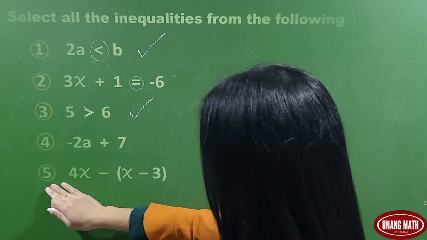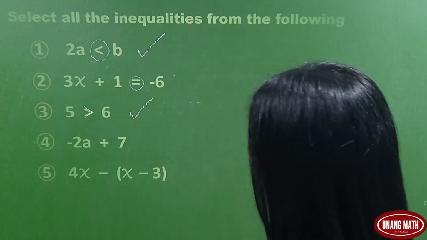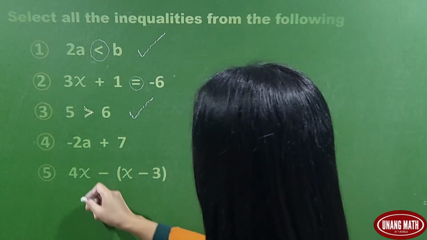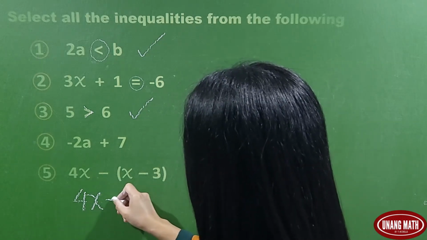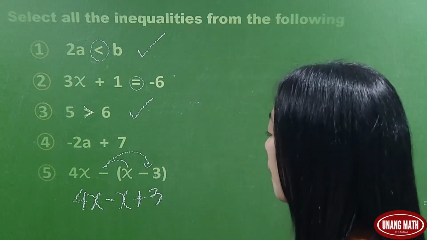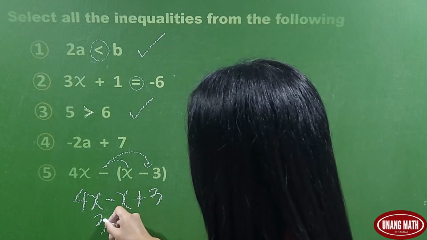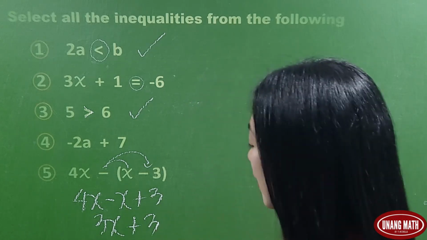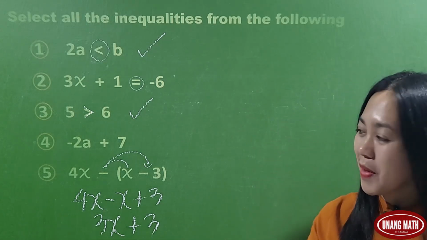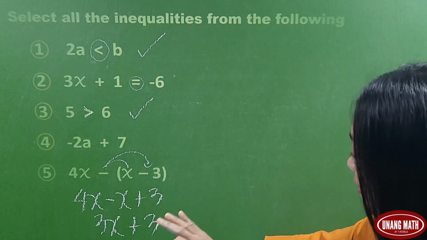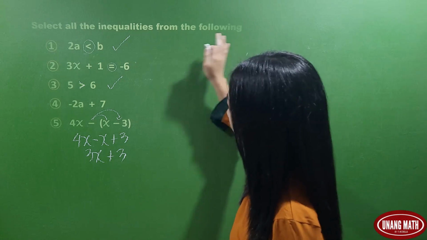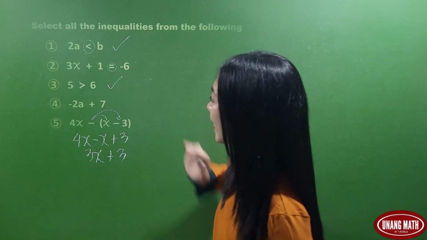For number 5, 4x minus x minus 3. Let's simplify this expression first. This is 4x minus x, plus 3. Using the distributive property, 4x minus x is 3x. So we have 3x plus 3. This is the simplified expression. Since we cannot see an inequality sign, this is not an inequality, but just an expression. So, select all the inequalities from the following. We have number 1 and number 3.